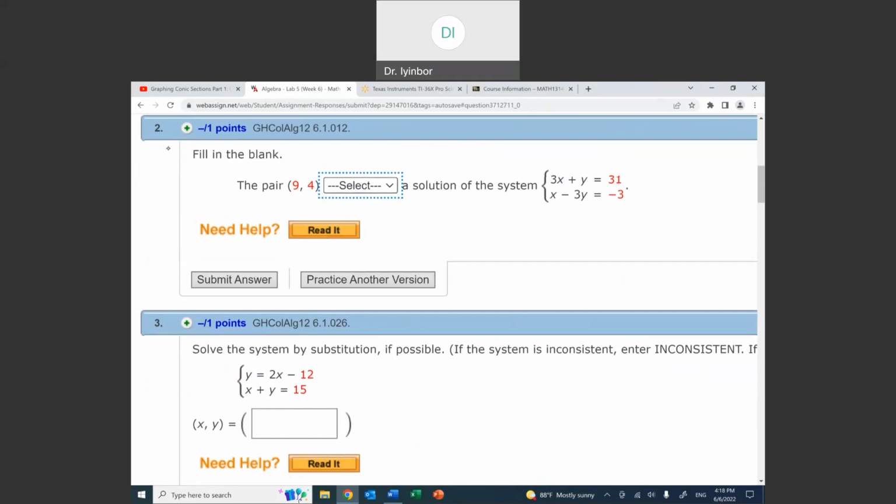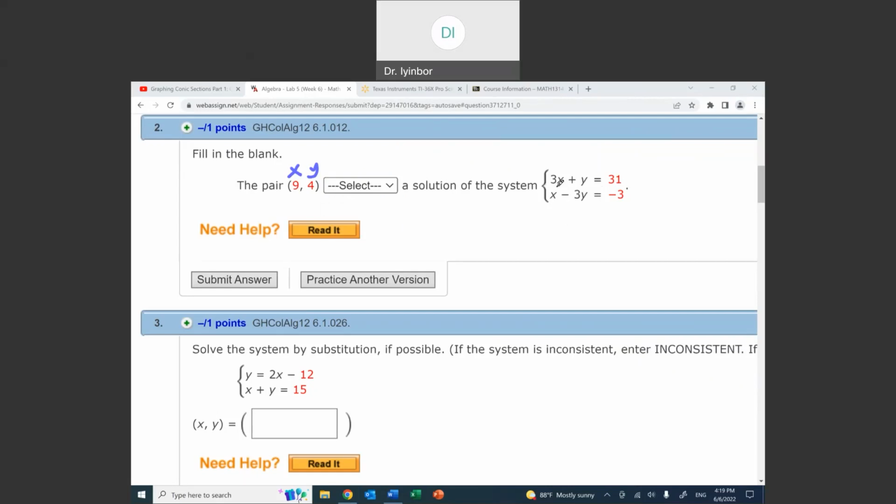it's a trick, because if the system has infinite solutions, any point on the line is going to be a solution. So technically, the better way to do this is to plug in x is 9 and y is 4, so plug those two numbers into both equations, and if they're true, it's a solution. If one of those equations is false, then it's not a solution. So let's check it. And this is how you can check your answer.